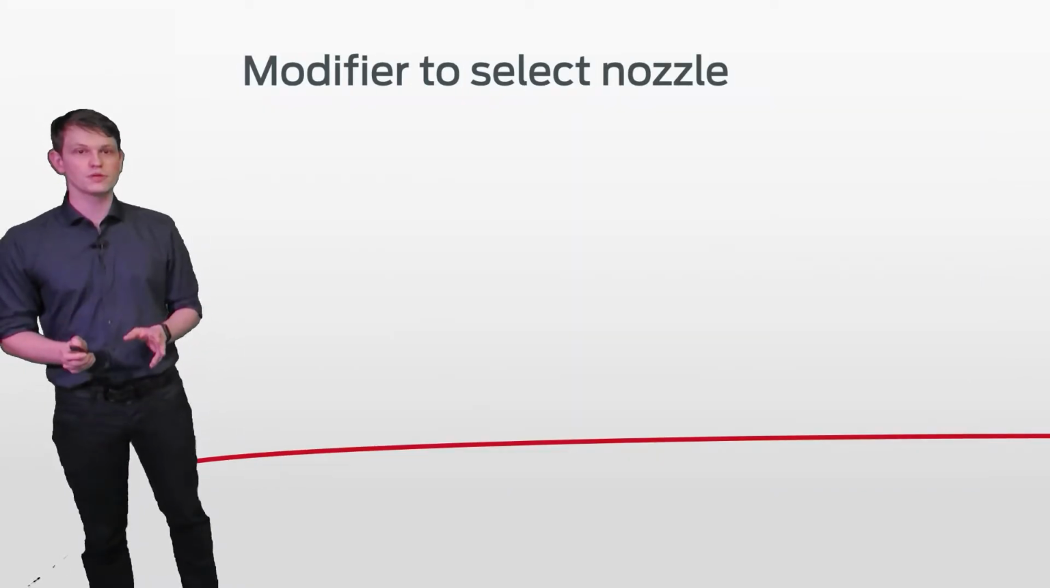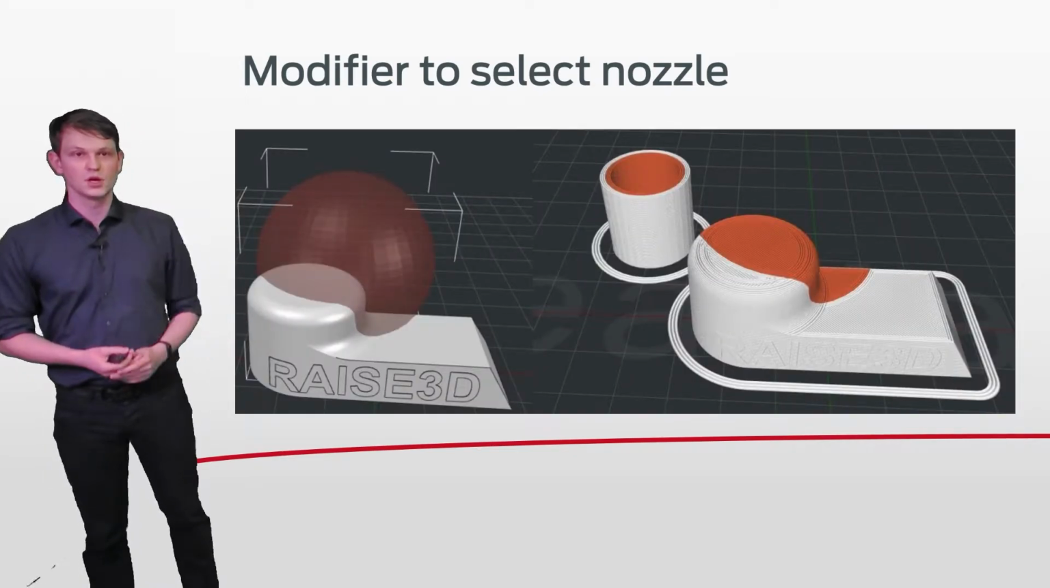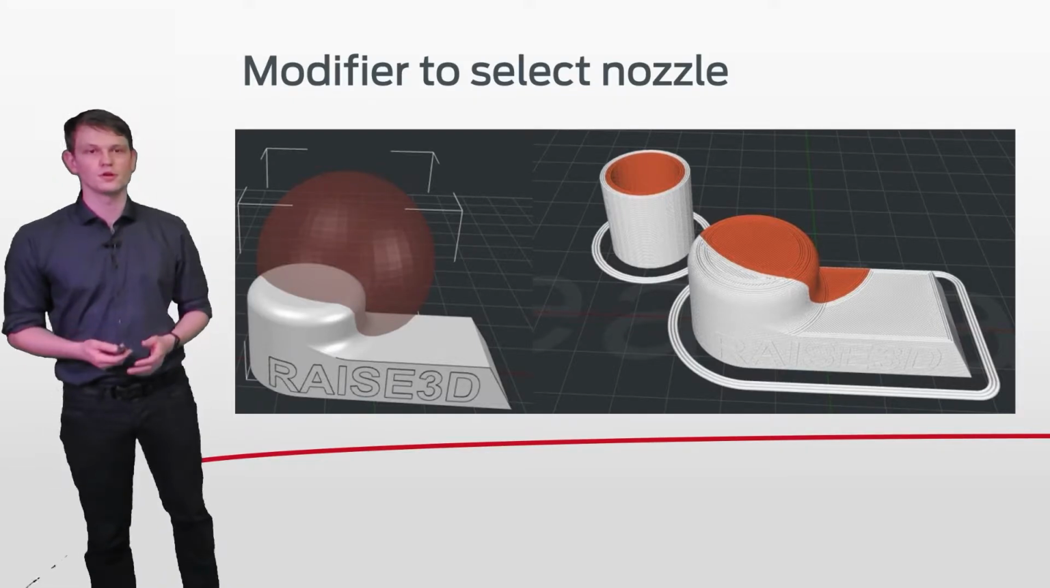Lastly, we will show the new option to print certain areas of your model using a different nozzle. We will achieve this using modifiers once again. There are a few other new features.